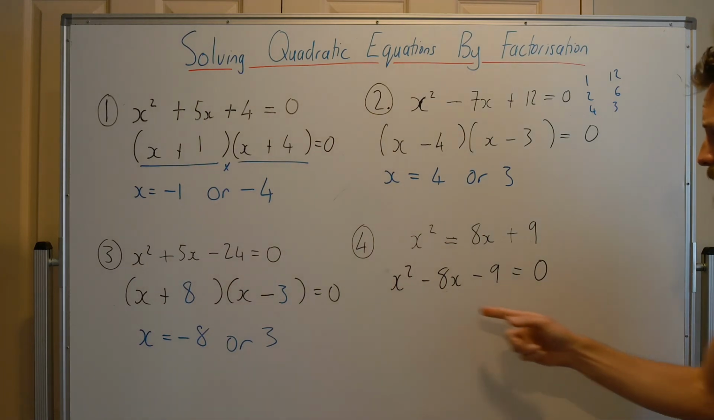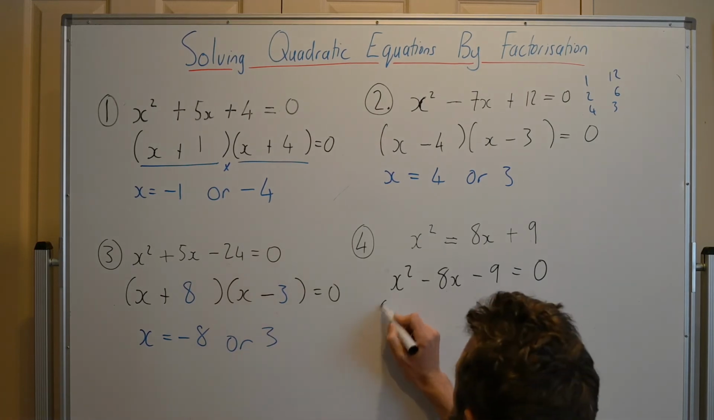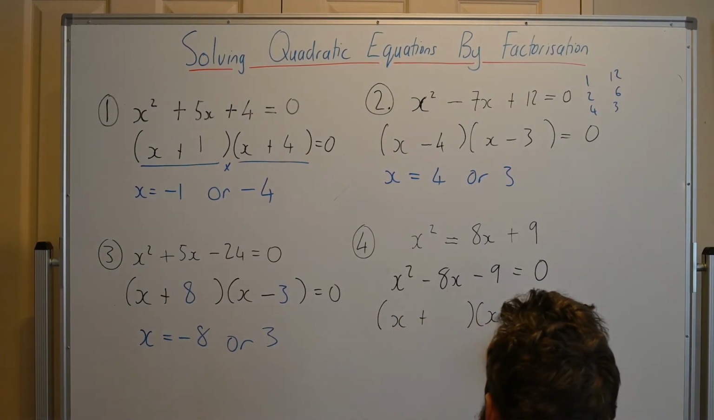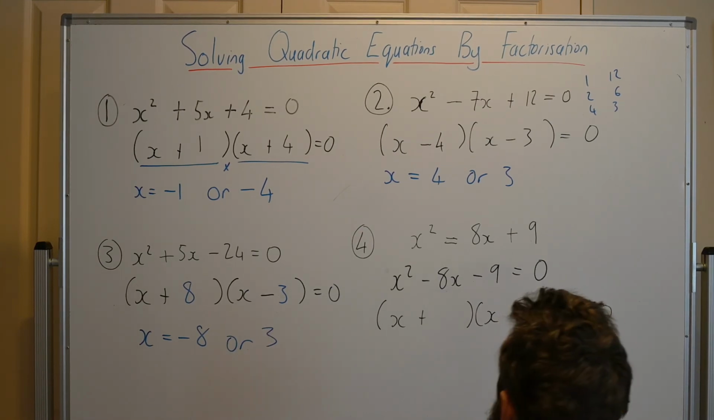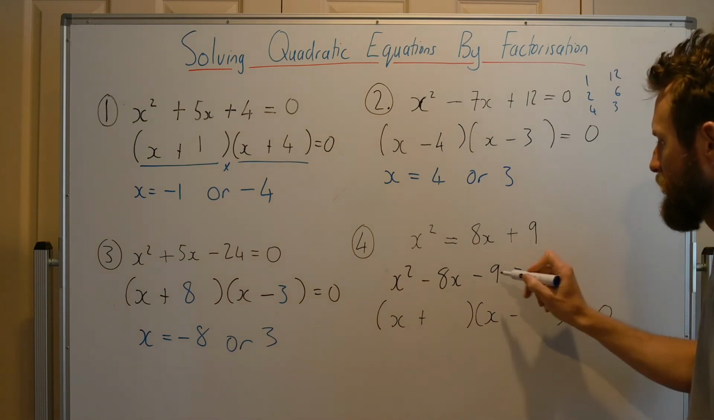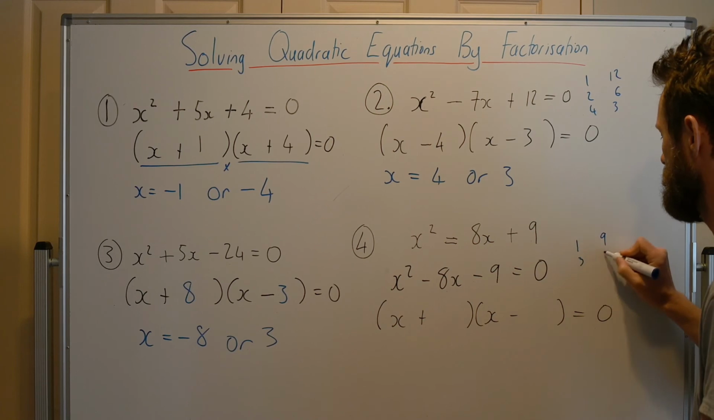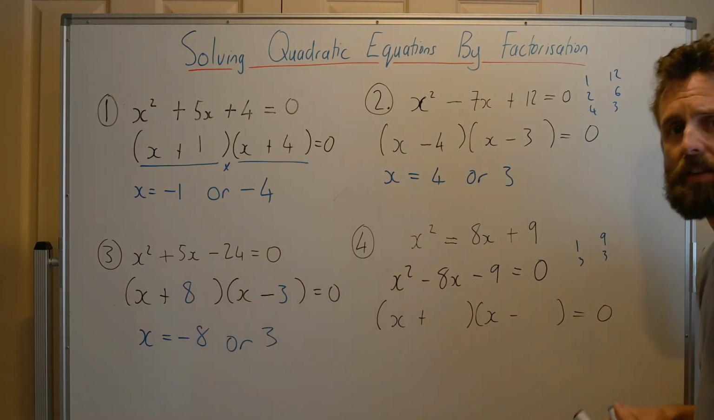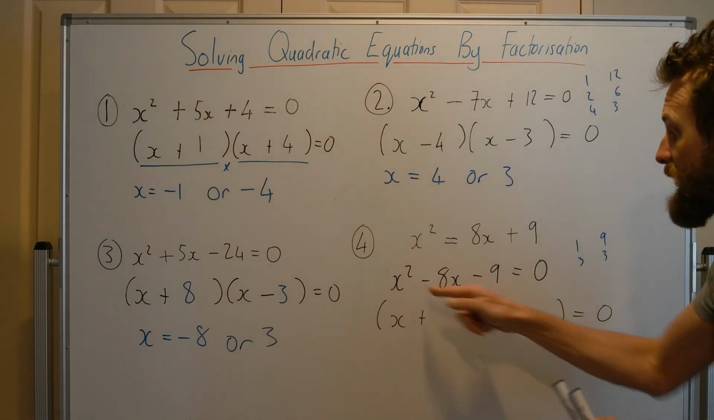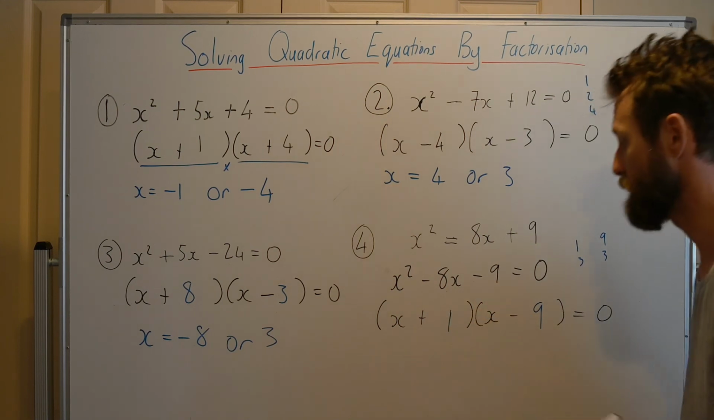Okay, now this is type 4. So I'm going to have a bracket with a positive, a bracket with a negative, and 0. And I've got to think of my factors of 9, which differ by 8. So we've got 1 and 9, and 3 and 3. And you can see straight away that it's going to be 1 and 9. The difference between those is 8. And because we've got a negative here, that means our bigger number is going to be negative, and our smaller number is going to be positive.